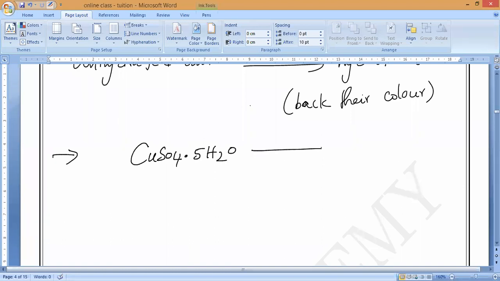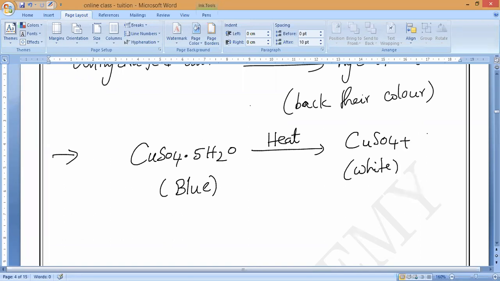So if I start heating, what will happen? What is the color of this one? This is in blue color. And if you start heating, it will form CuSO4, which is in white color, plus water will evaporate. So 5H2O water goes away. That is what hydrated to unhydrated.